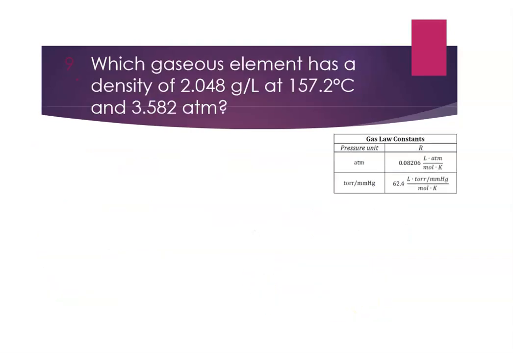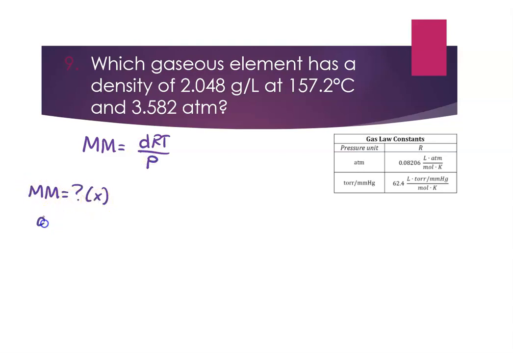All right. This says which gaseous element has a density of 2.048 grams per liter at 157.2 Celsius and 3.582 atm. So here it's asking for the element. So to find the identity of something, we need the molar mass. So we're going to need to use MM P equals DRT and solve for molar mass. So that's going to be our unknown.